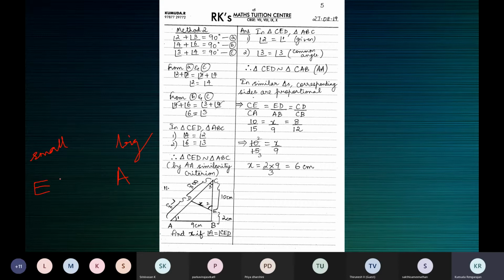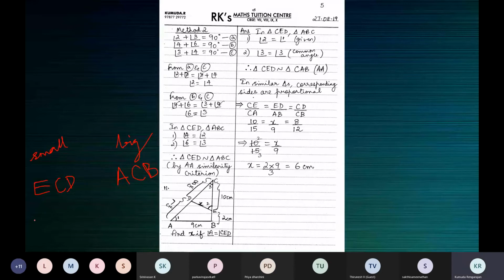And then C of the small triangle goes with C of the big triangle, because it's a common angle. It's a common vertex to the two triangles. And then which is the third vertex remaining in the small triangle? D. Here it is D, and in the big triangle it is B. So this is the order.